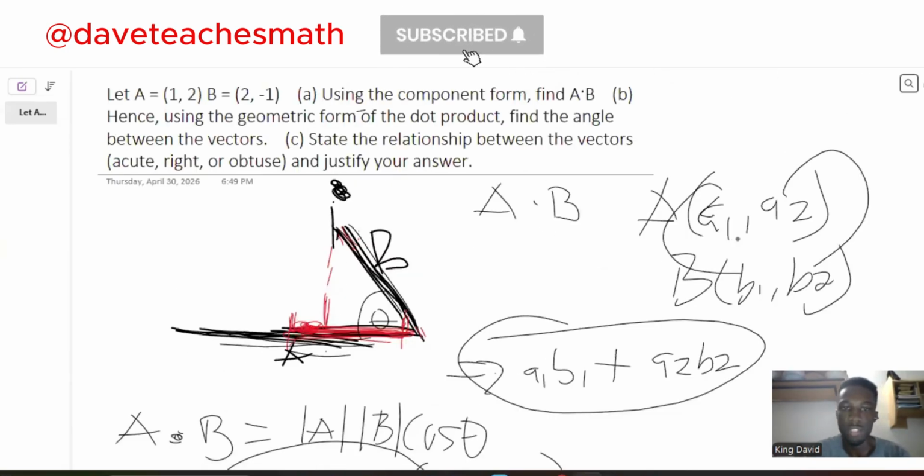Okay, now let's move on to the next question. The next question says, using the geometric form of the dot product, find the angle between the vectors.